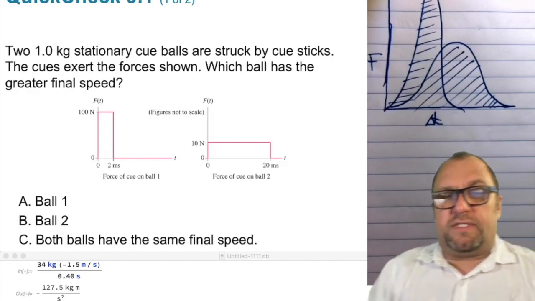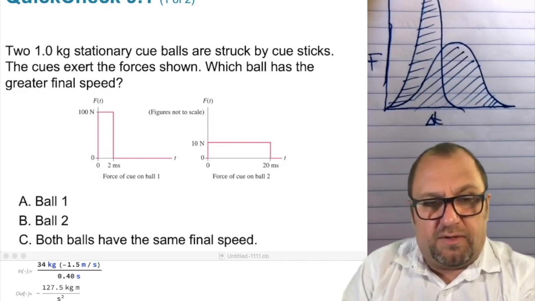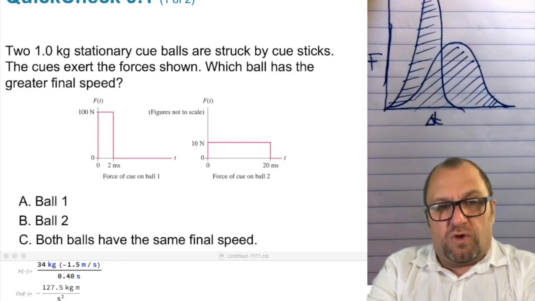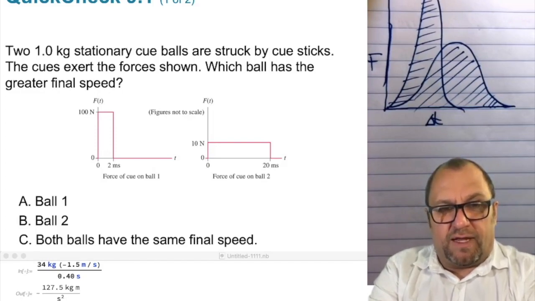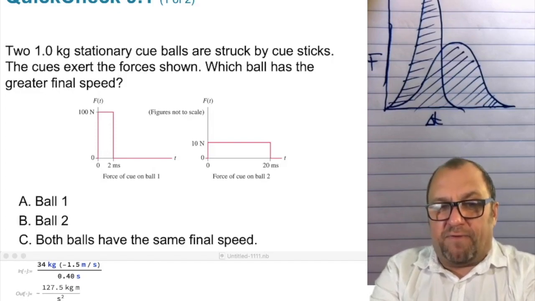Two 1 kilogram stationary cue balls are struck by cue sticks. The cues exert the force. The force is shown. Which ball has the greater final speed? Well, we need to consider the area here. What is the area under the curve? Because the one with the greatest impulse is going to have the highest final speed.